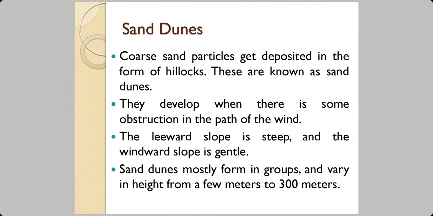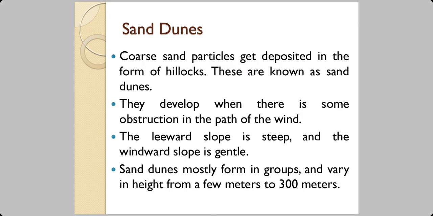Let's talk about sand dunes. You live in Rajasthan and you know what sand dunes are. Coarse sand particles get deposited in the form of hillocks. These hillocks are known as sand dunes. They develop when there is some obstruction in the path of the wind. Let us say there's a bush or there's a tree in the path of the wind, and some sand starts depositing there. It forms a small hillock, and the hillock keeps growing bigger and bigger.